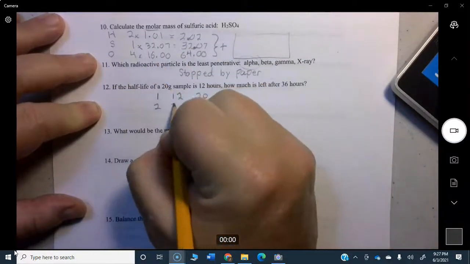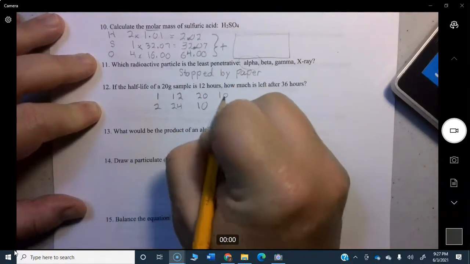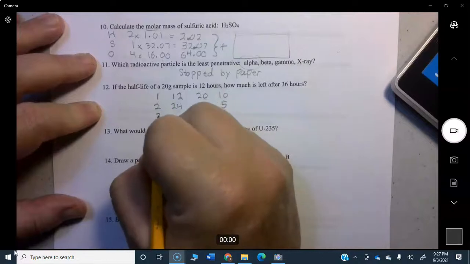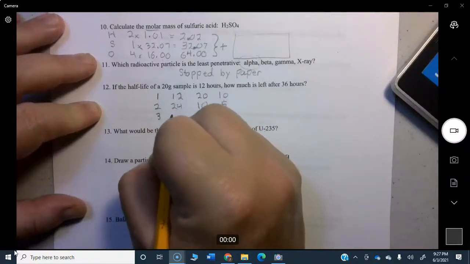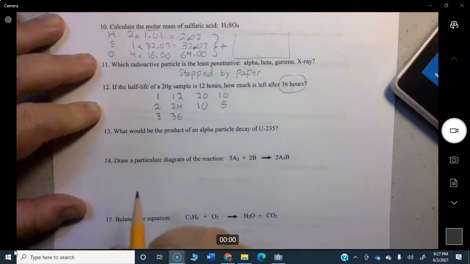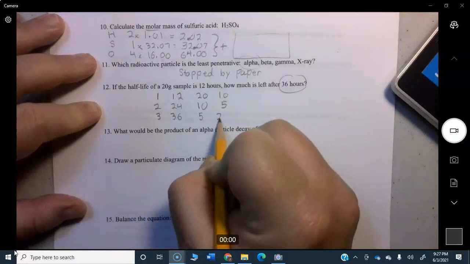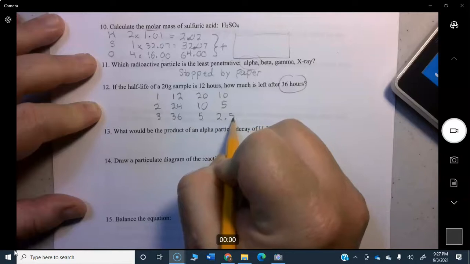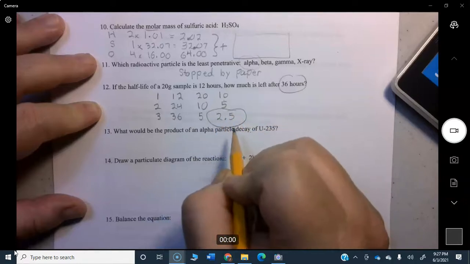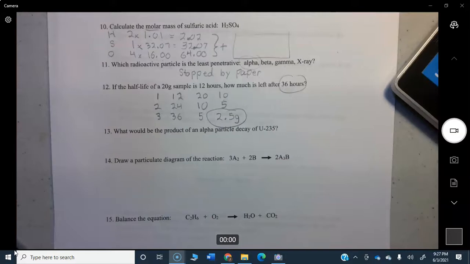So it's 24 hours total, 12 plus 12. You started with 10 there, and you cut that in half, you get to 5. The third half-life, it's another 12 hours, so that brings you up to 36, and that's what the question is asking about. So you start with 5, you cut that in half, and you get 2.5. Okay, so that's the answer. 2.5 grams is left after 36 hours. Okay, that would be 3 half-lives.